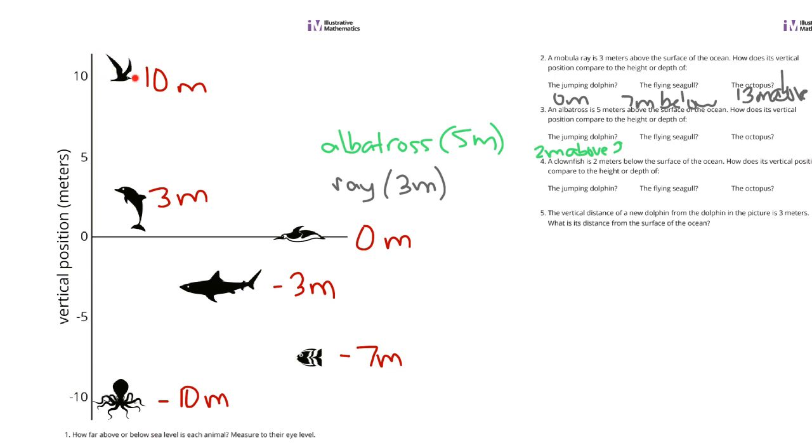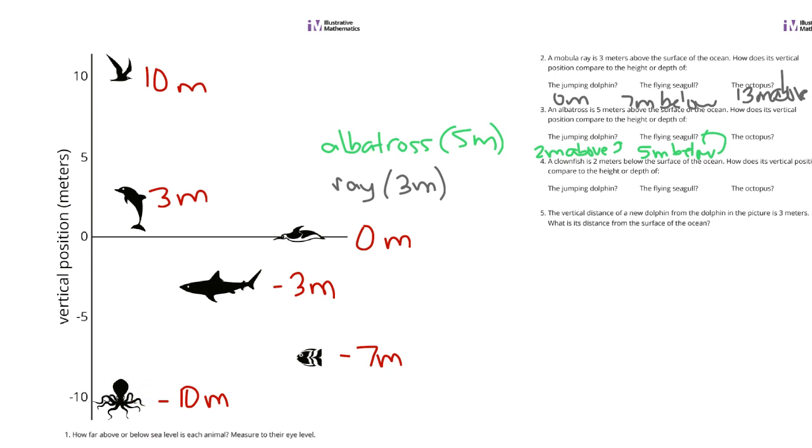Well, here's the seagull at 10 meters. The albatross is at 5 meters. So the albatross is 5 meters below this seagull. And then finally, we have this octopus all the way down here.